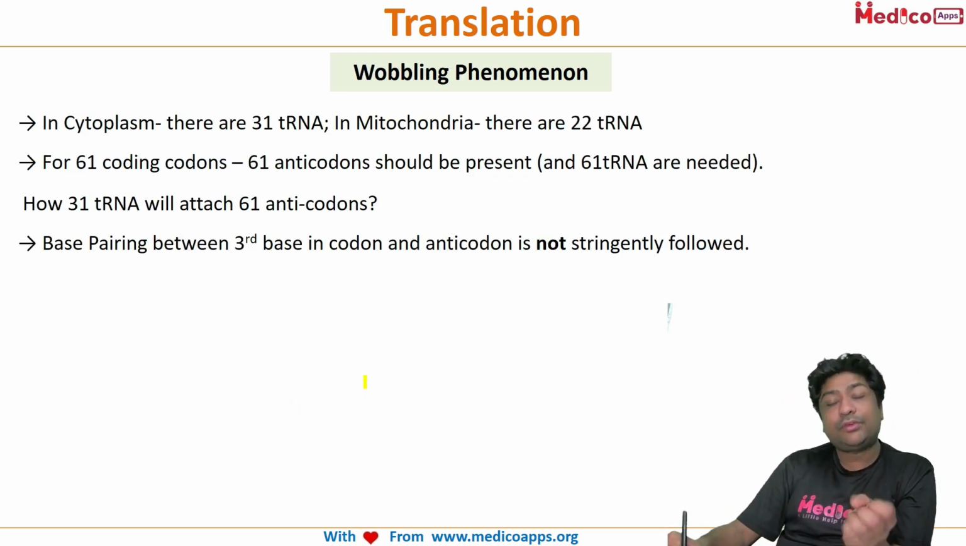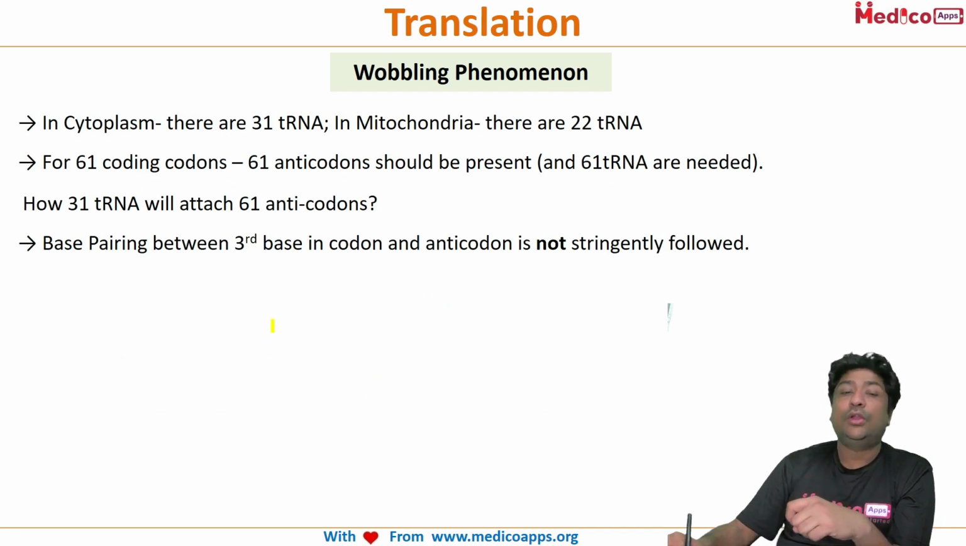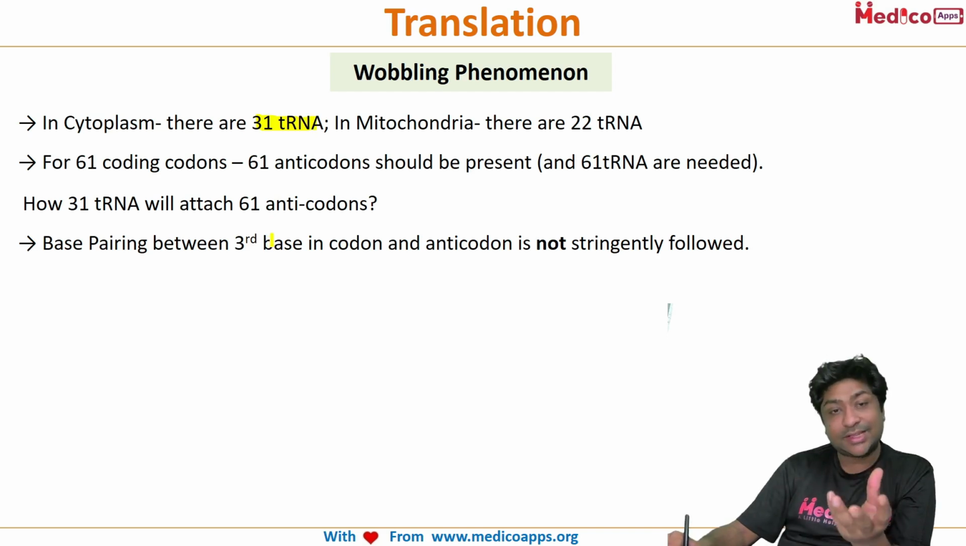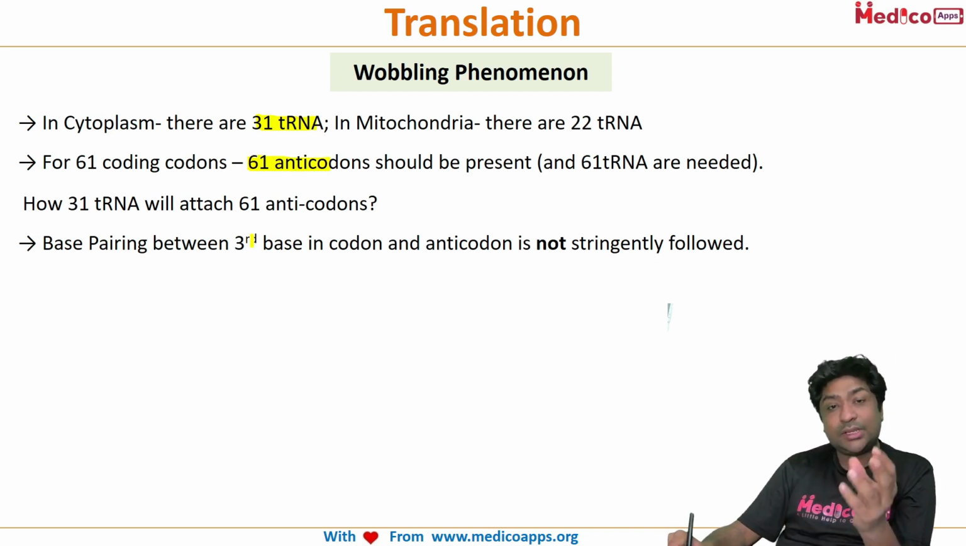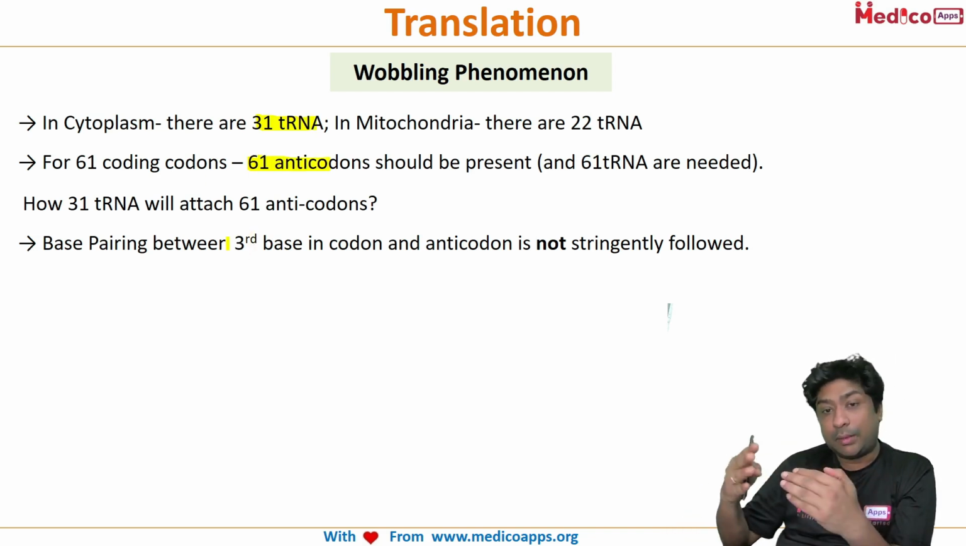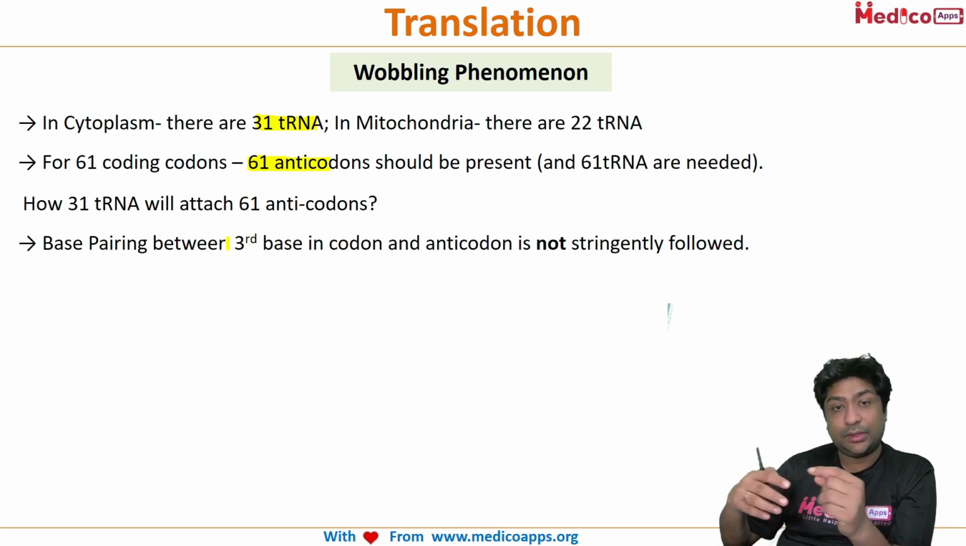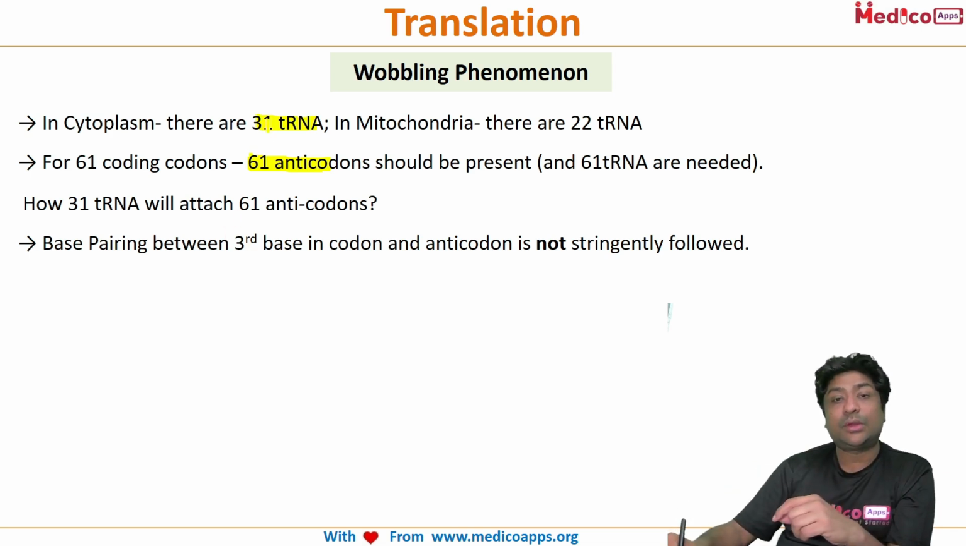The next property of the genetic code is something called the wobbling phenomenon, and this is very, very important. We have seen that there are only 31 tRNA in the cytoplasm, but we have 61 codons. So obviously more than one codon will pair with the same tRNA. If there are a total of 61 codons and only 31 tRNA, then this is basically called the wobbling phenomenon.